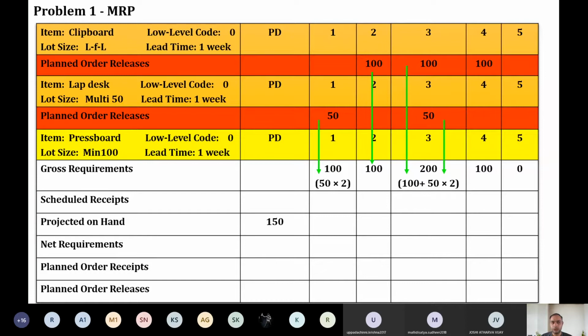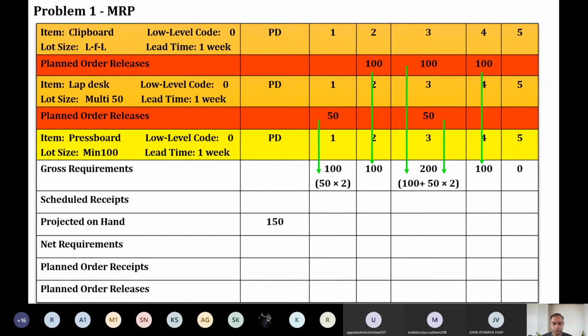Similarly, for the fourth week, it's only the clipboard. To manufacture one clipboard, one press board is required. So 100 into 1, 100. Thus I got this gross requirement. I have calculated the gross requirement for the press board. Do you have any doubt? If you are not able to understand this particular step, I can explain it again.